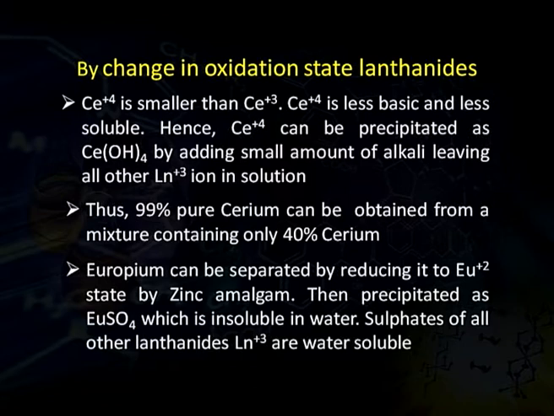Europium can be separated by reducing it. It is the reverse of the previous process. Here it is going to get reduced. Europium can be separated by reducing it to the +2 state with zinc amalgam. Amalgam means the alloy of zinc in the presence of mercury. It is then precipitated as europium sulfate, which is insoluble in water. The sulfates of all other lanthanides in the +3 state are water soluble. So, due to the difference in solubility, it can be easily separated.